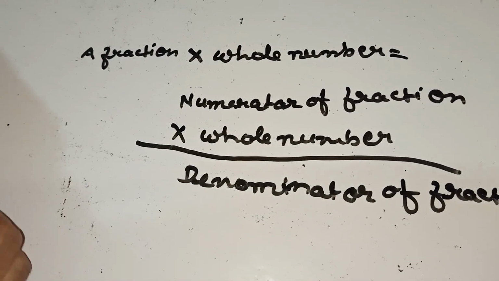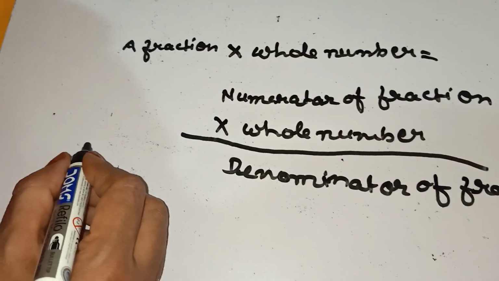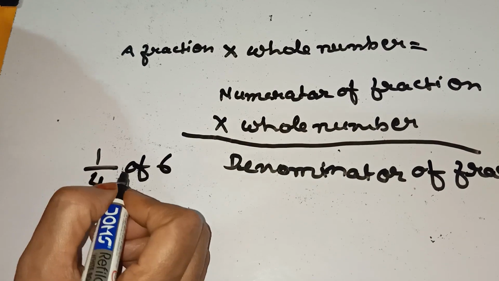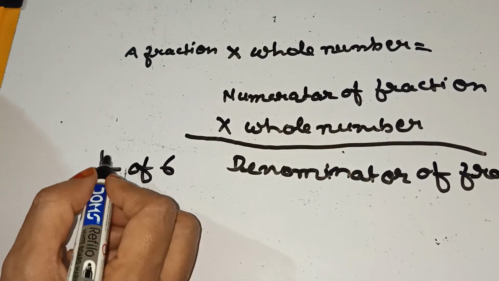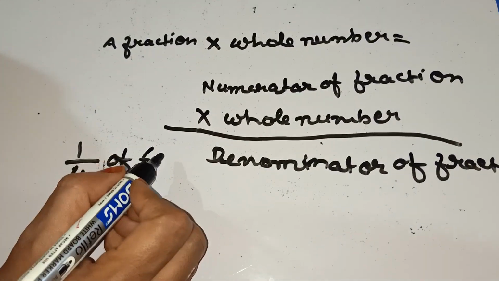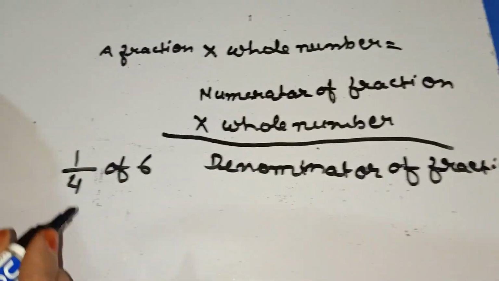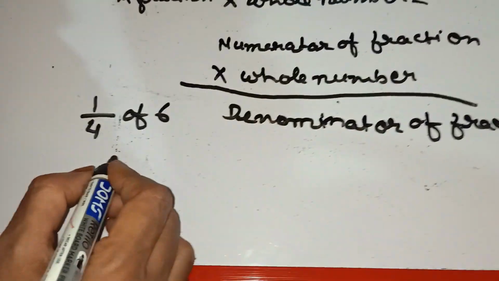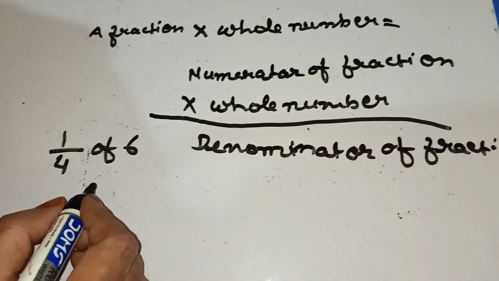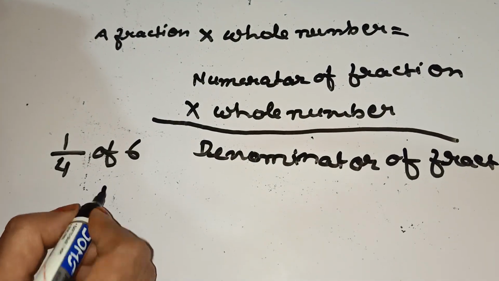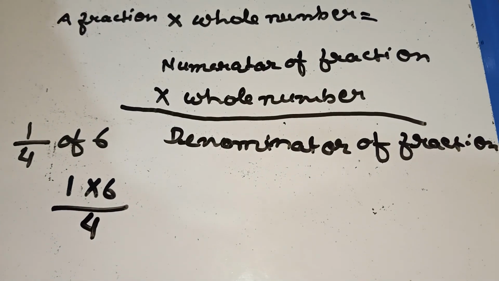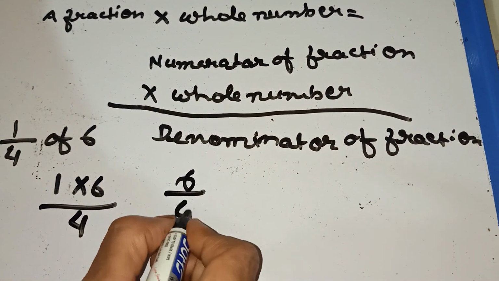Children, suppose one number is given, for example, 1/4 of 6. Are you seeing in this number which one? 6 is a whole number and the other is a fraction. So first we put it in the formula: numerator of fraction, then 1 multiplied by 6 by 4, and it is 6/4.